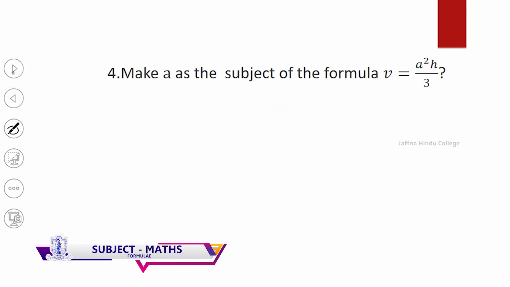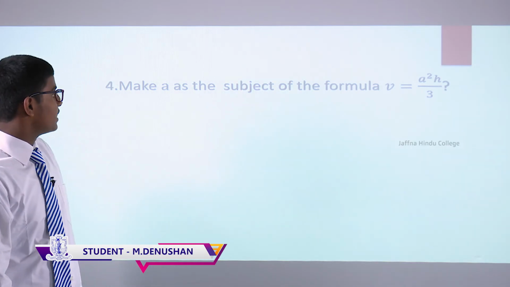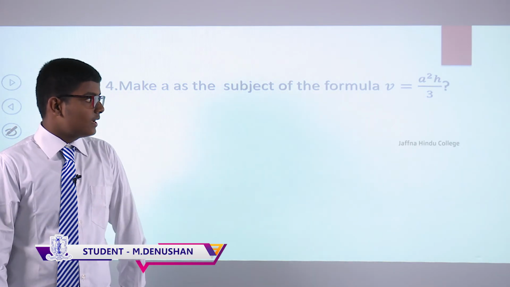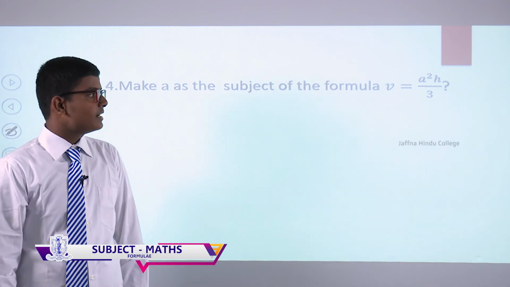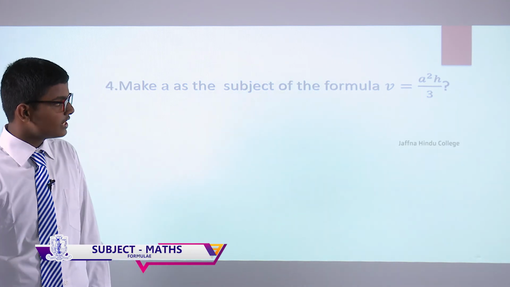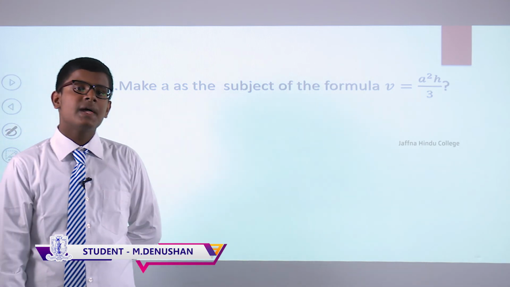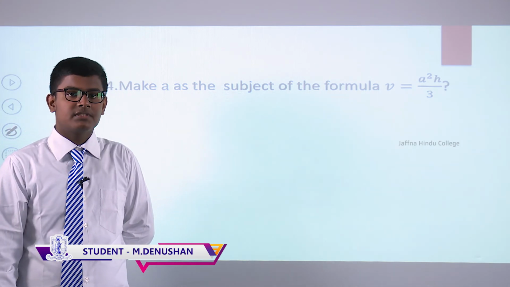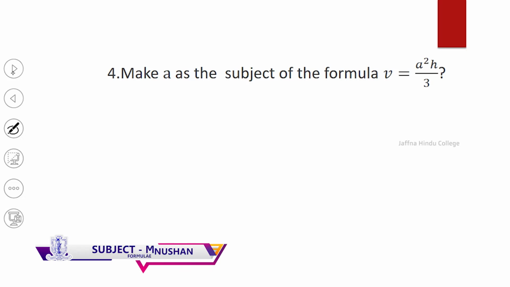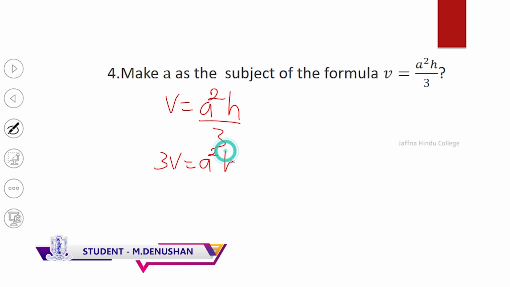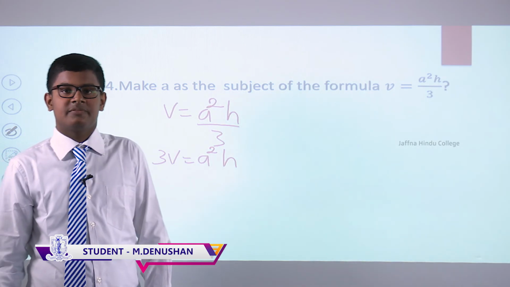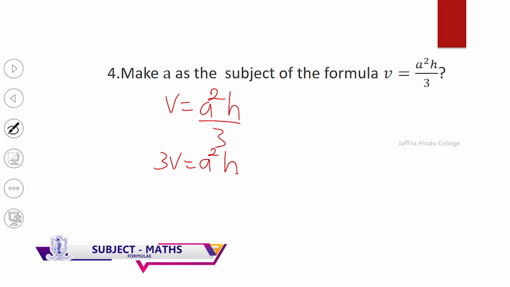In the formula V is equal to a squared h over 3, we have to make a the subject, but a is multiplied by another a and h and totally divided by 3. First we have to make a squared h the subject. For that purpose we have to multiply both sides by 3, and by simplifying we obtain 3V equals a squared h. Then we have to make a squared the subject. For that purpose we have to divide both sides by h.